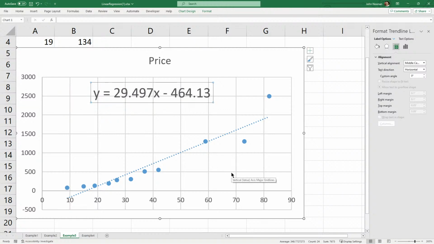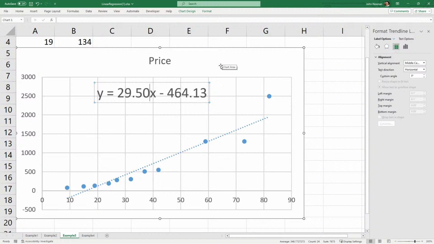Okay, so it looks to me, let me see, can I make this even bigger? Just a sec. What if I just delete that? Oh, yeah. Look at that, I can edit it. I just wanted to round to the nearest penny. That's why I did that. It was 29.497. It kind of bothered me. So how about that? 29.50x minus 464.